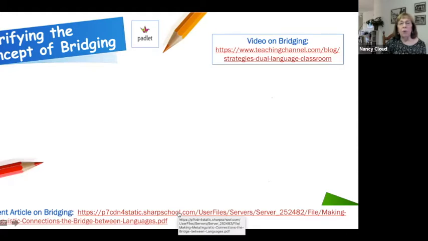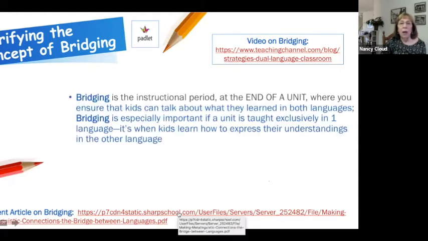And remember that bridging, as it refers to dual language, is the period of instruction at the end of a unit where you make sure that kids can talk about what they learned in both languages. So let's say you taught them about the 3 branches of government in Canada, the US, and Mexico. Well, you want to make sure they can talk about that. Maybe they only learned about it in Haitian Creole, but you're going to make sure they can talk about it also in English. And you do that in an instructional period called bridging at the end of the unit.